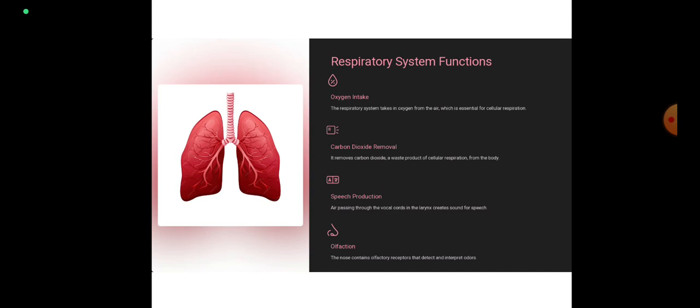Next is speech production. Air passing through the vocal cords from the lungs creates sound for speech. Next is olfaction. The nose contains olfactory receptors that detect and interpret odors.